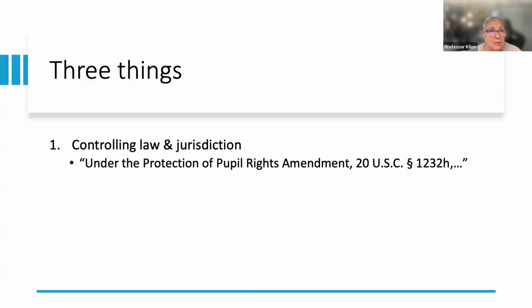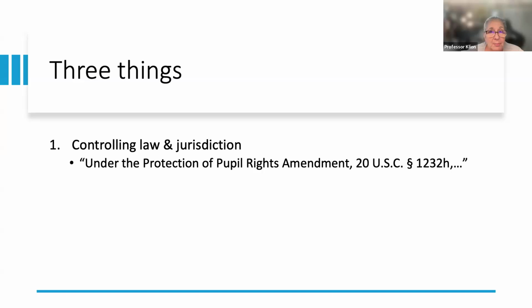So there are three things. The first thing is the controlling law and jurisdiction. This is the example that I showed in class: under the Protection of Pupils' Rights Amendment and then the number of the federal statute. It's important that you don't just give the name of the statute or just give the number of the statute, because some people don't know that the Pupil Rights Amendment even was a statute. And if you just gave the number, somebody wouldn't know what it was.